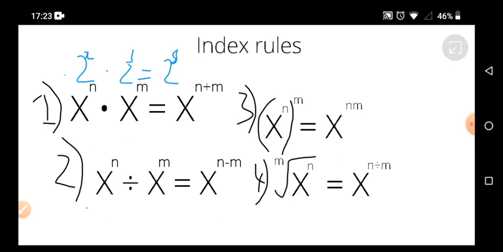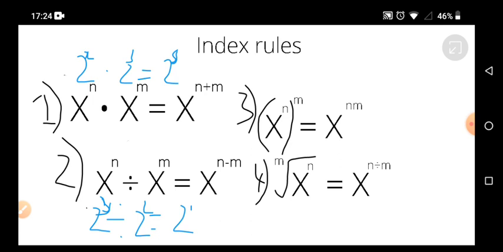Second rule is x to the n divided by x to the m is equal to x to the n minus m. So again, if I was to do 2 cubed, I keep picking cubed and I can't draw threes that well. 2 cubed divided by 2 squared, that would basically be 8 divided by 4, which would give us 2. So that would be 2 to the 1, we could write that as. And that makes it true because 3 take 2 is 1.